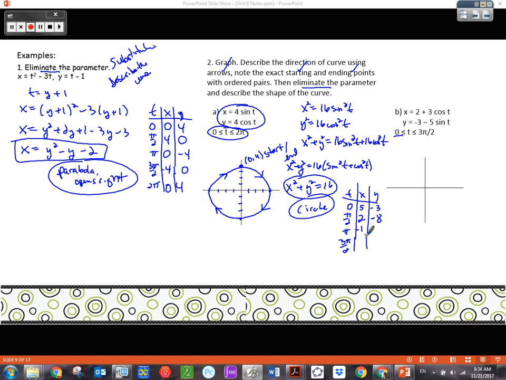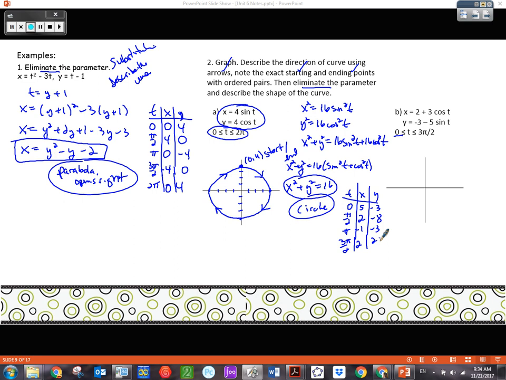Check my arithmetic. Are we okay with that? Cosine's negative and sine of pi is 0, so it'd be a -3. Cosine of 3 pi over 2 is 0, so that's a 2. Sine of 3 pi over 2 is -1, so that's a -2. Okay, do my points look fine?